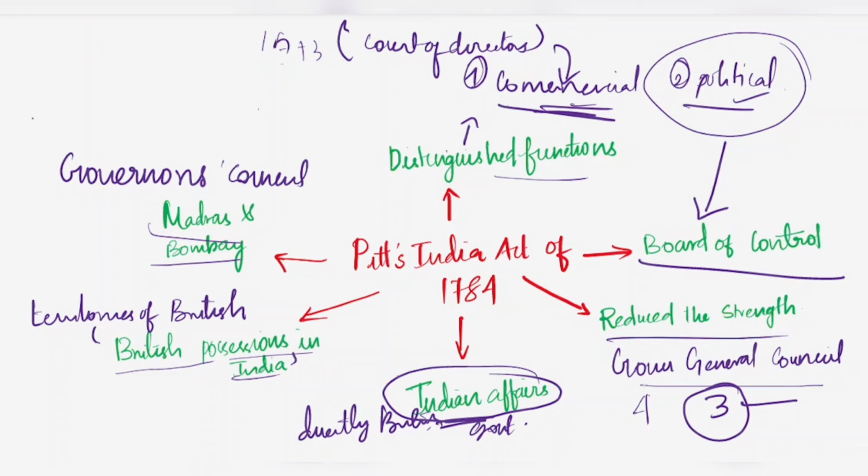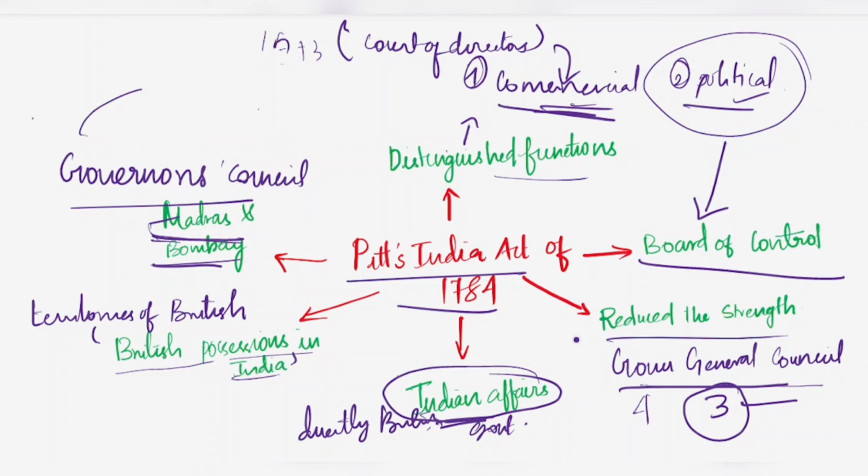As we know, only through the 1773 Act the Governor of Bengal was designated as Governor General, and under him a Governor General's Council was created. At that time, there was no Governor General's Council or Governor's Council in the other two presidencies, Bombay and Madras. But now through Pitt's Act of 1784, a Governor's Council, don't forget it is not a Governor General's Council, was created at both Bombay and Madras. This is the overall thing that happened through the Pitt's India Act of 1784.